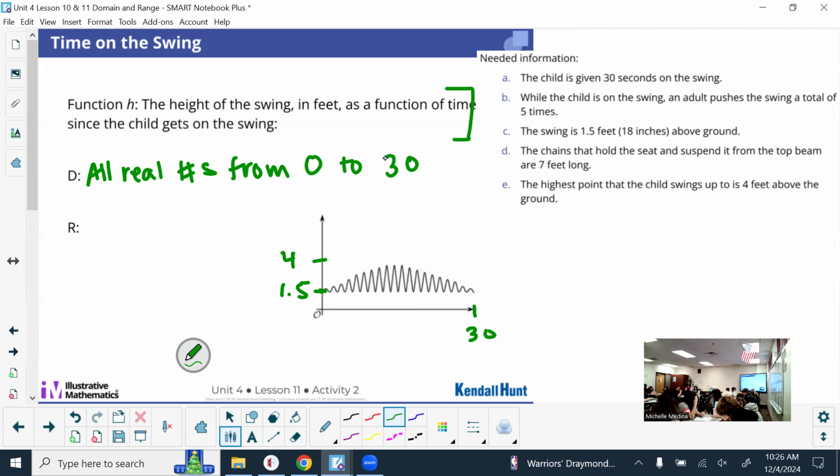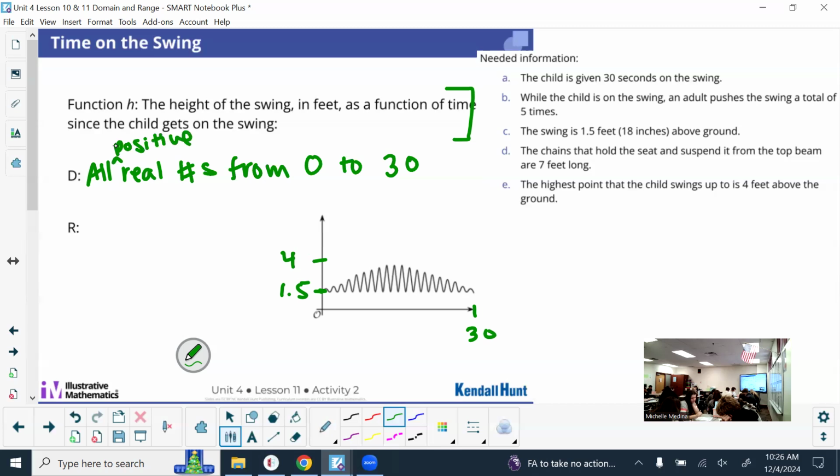So here's one way it might be expressed. Real numbers from 0 to 30. That implies it can be the decimals in between. But when we say from 0 to 30, that kind of makes it positive numbers only, but they might even add the word positive. All positive real numbers from 0 to 30.